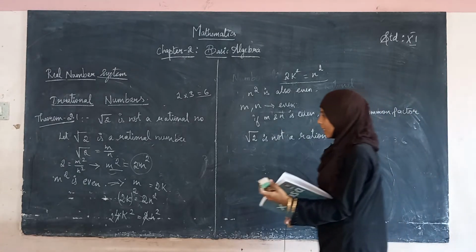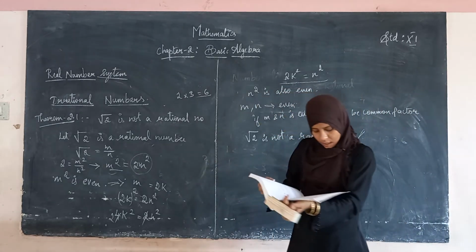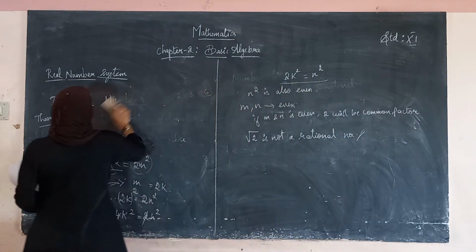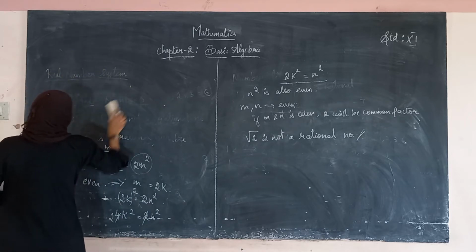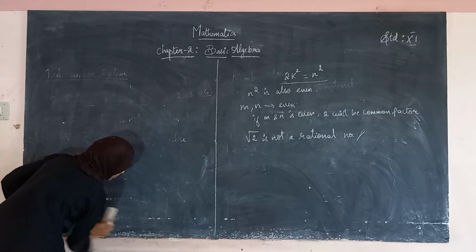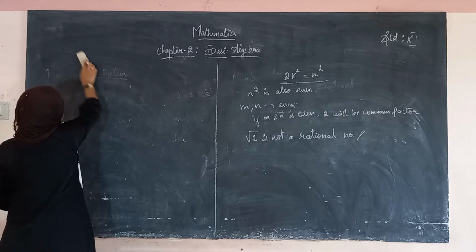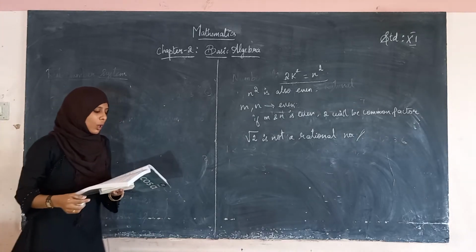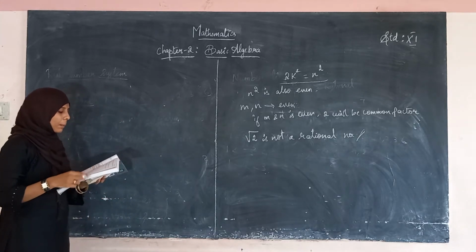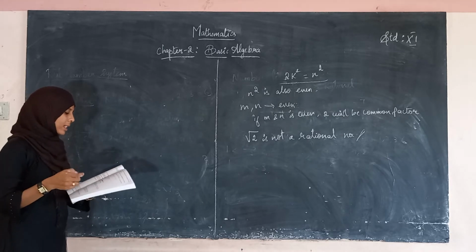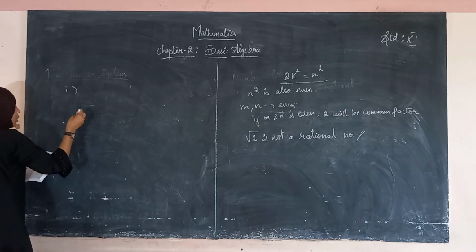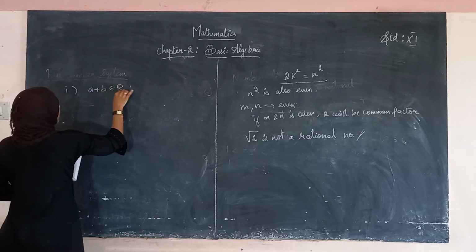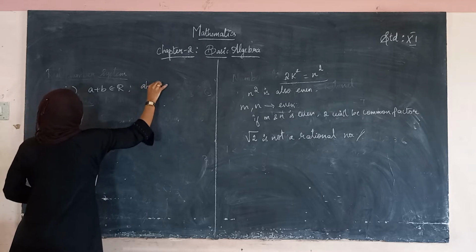Okay, now let us see the next thing. See 2.2.4, they have given some properties of real numbers. For any a, b belonging to R, they are taking two elements a and b. If a and b belong to R, then a plus b also belongs to the real numbers and a into b also belongs to the real numbers.